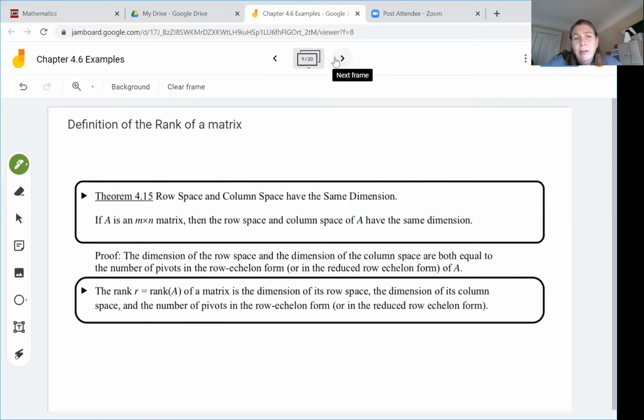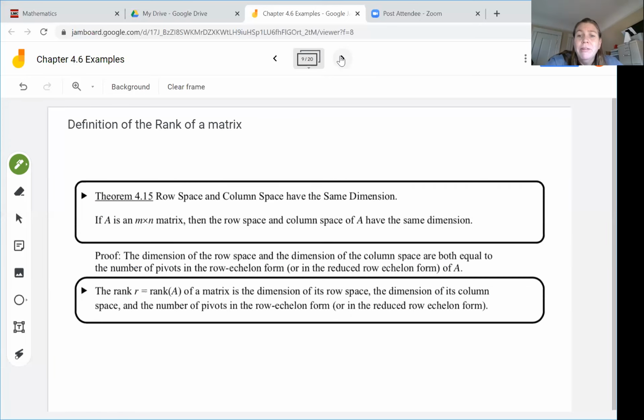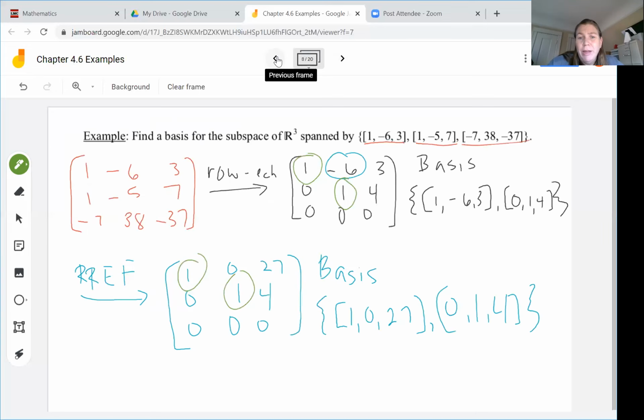So our proof here for theorem 4.15 is saying the number of pivots is equal to the dimension of the row space and the dimension of the column space. And that's going to be the same dimension for a matrix. If we look back at that example, there were two pivots here, so that is the dimension. That makes sense because the bottom was all zeros when we reduced the matrix. We only had two basis vectors, so the dimension is 2.